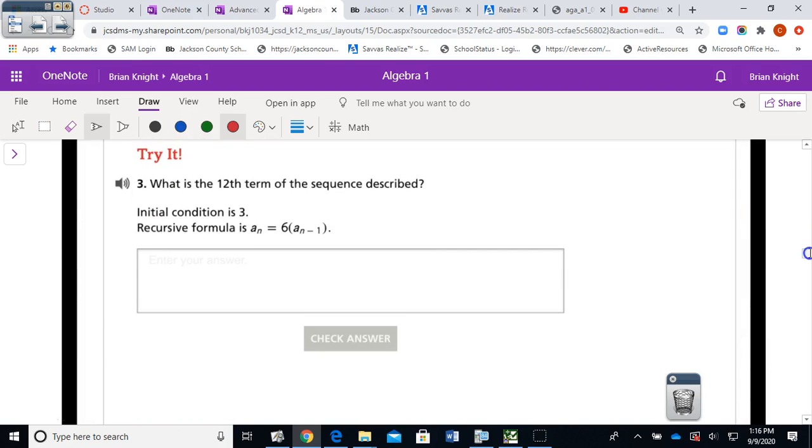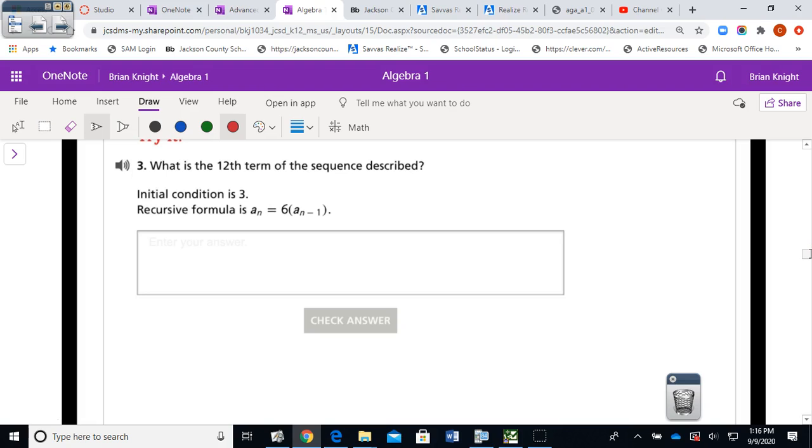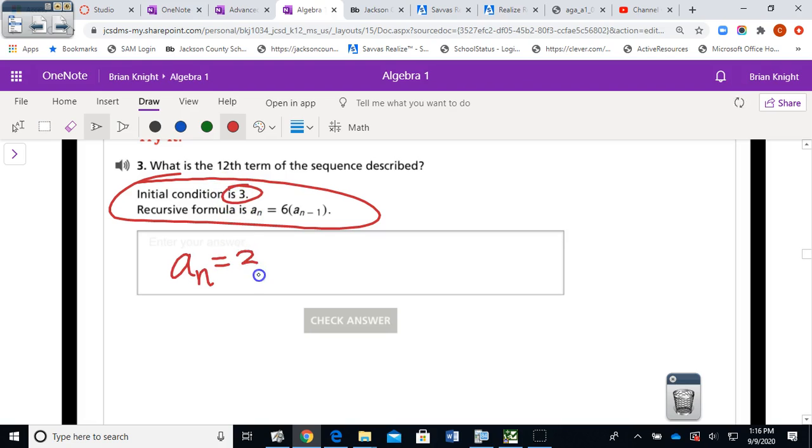So let's try one more explicit formula. Notice, they give you the recursive formula, and you have to write the explicit before you can find the 12th term. Or you can do this 12 times, which is not fun. Watch how quick this is. A sub n equals, what's my first term? 3. What's my common ratio? 6.